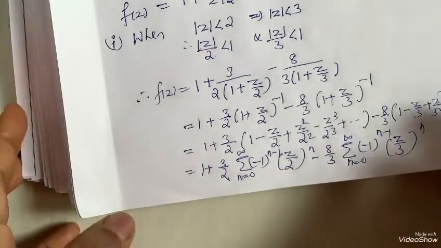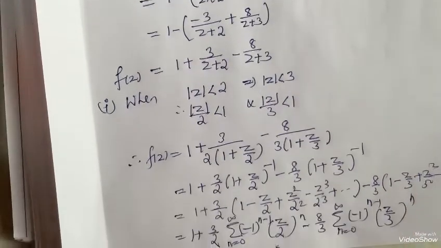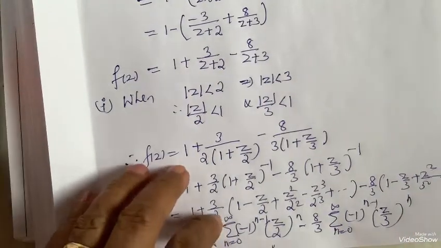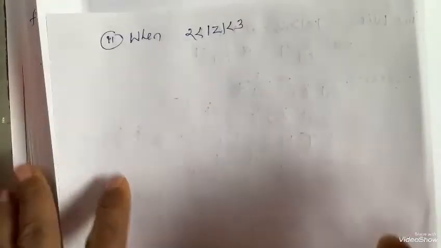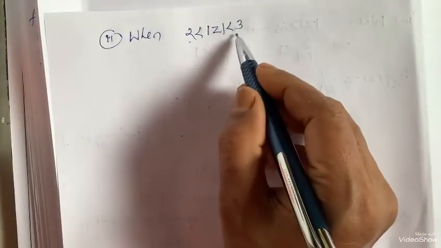So this is the Taylor's expansion where both are positive here. Okay, both the factors you got positive in this. Then second, yes, second one, second reason, when mod z is more than 2 less than 3. What is that? Yes, mod z is more than 2 less than 3 here.